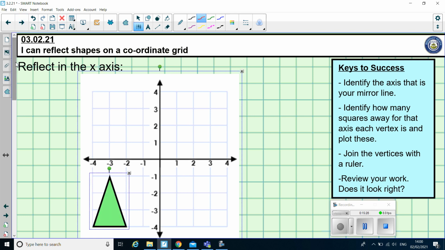Okay, and the final one that I'm going to do in my video today, Year 6, is this one. So exactly the same, we're reflecting it in the x-axis. If you'd like to pause the video now and have a go at home, and then I'll go through the answer.